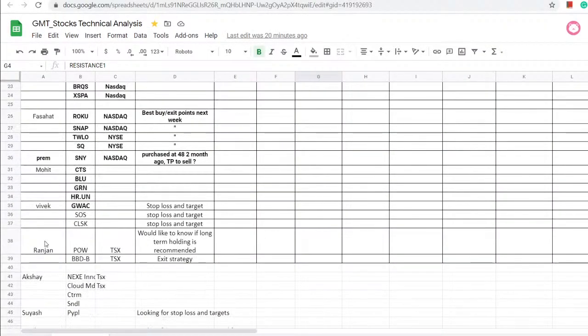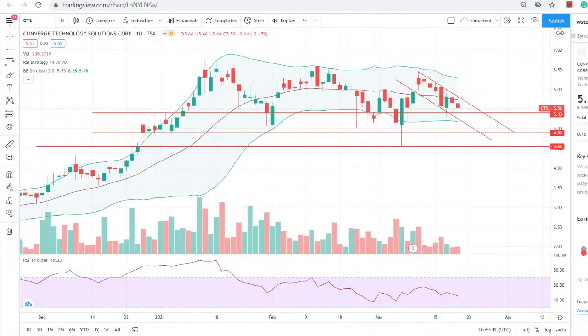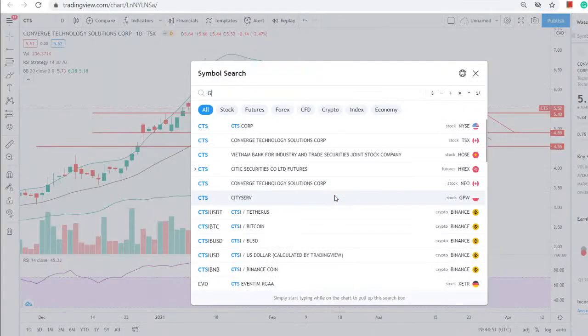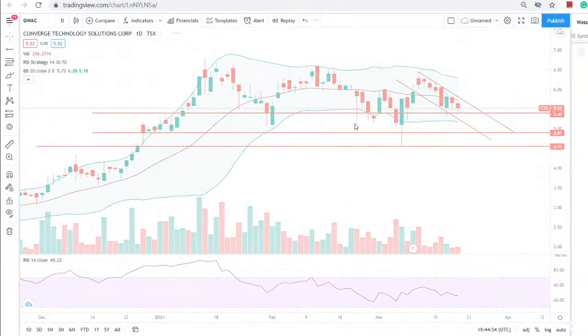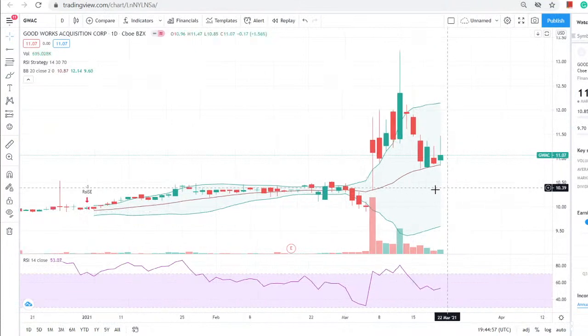What's the next one? So we'll take one from Vivek, GWAC, and then we'll go to POW from Rajat. Vivek and POW. The next one was POW. Yeah, GWAG, Goodwill Acquisition Corp.